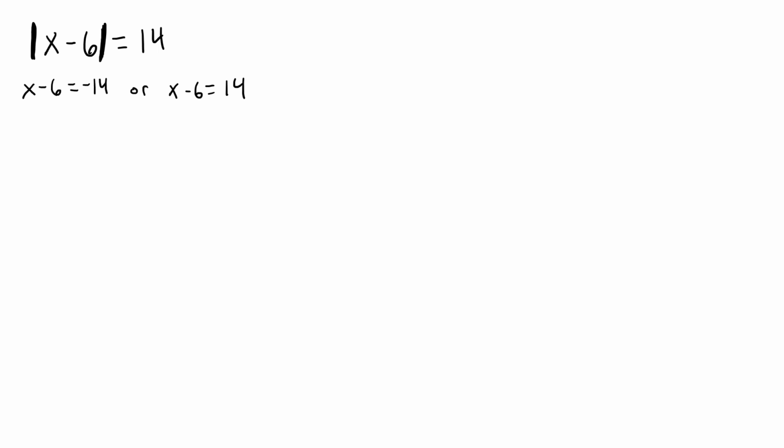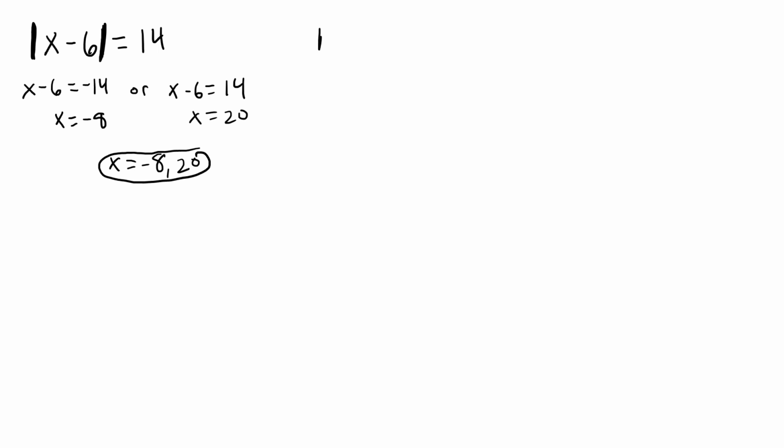On the left-hand side, what do I do to get x by itself? Well, I have to move that negative 6 over by adding it. So what is negative 14 plus 6? Well, that's negative 8. And then we'll do the same thing on the right equation. We'll add 6 to 14. That gives me 20. And so my answers are x is either negative 8 or positive 20.